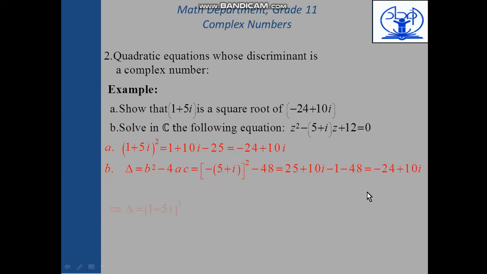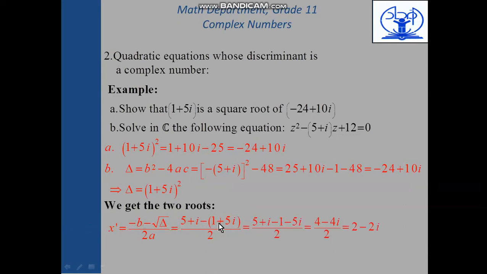So we put minus 24 plus 10i equal to (1 plus 5i) squared by using the first part. And now we get two roots. x equals minus b minus radical delta over 2a: 5 plus i minus radical of (1 plus 5i) squared, we get 1 plus 5i, over 2. By expanding here, we get 5 minus 1, it's 4, plus i minus 5i is minus 4i, over 2. 4 over 2 gives 2 minus 2i.